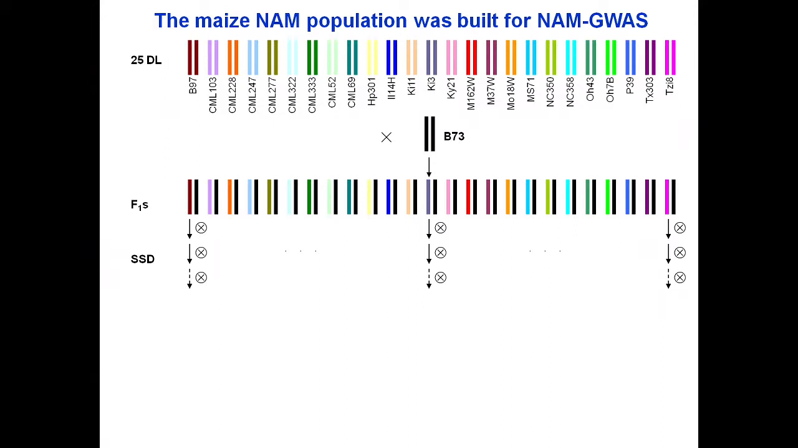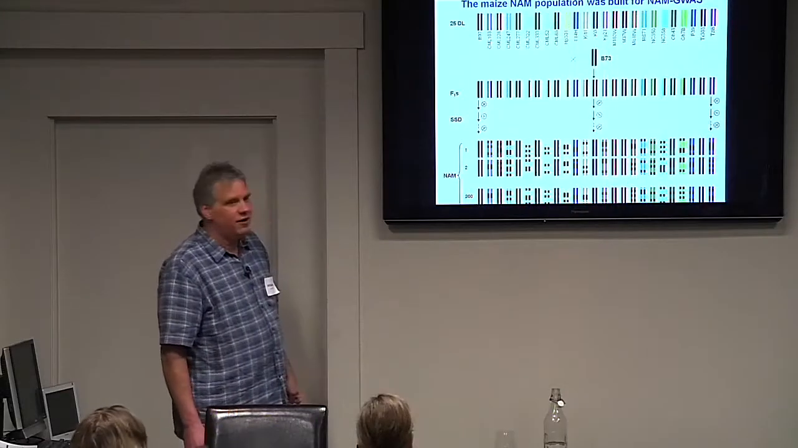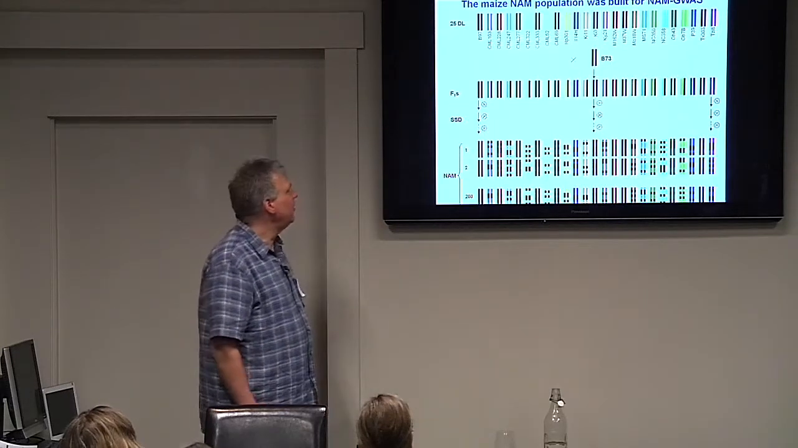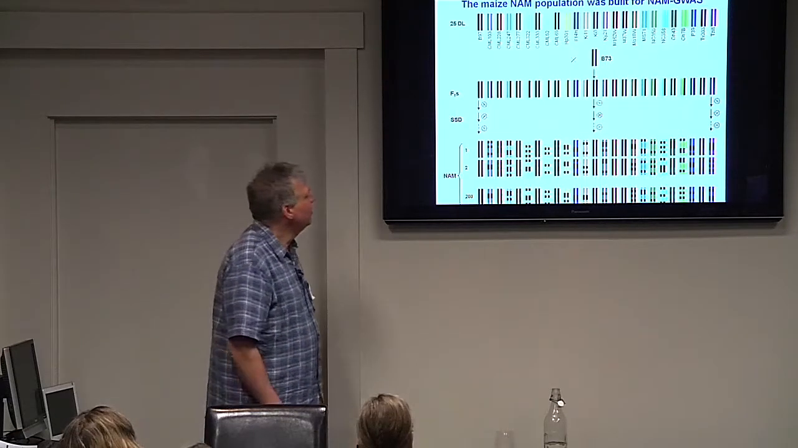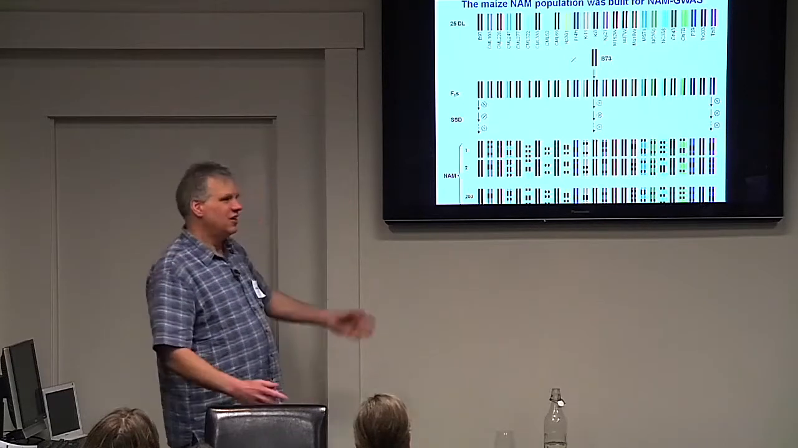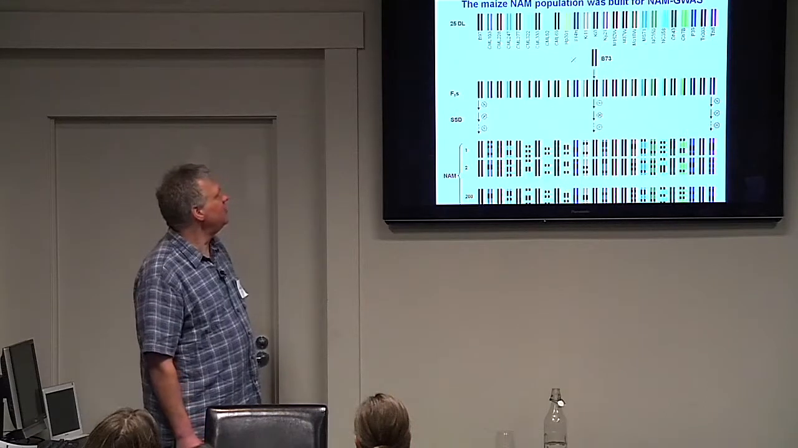You take the F1, and then within each family, you develop RILs by selfing with single seed descent. In each family, there are 200 RILs. So they're really just a set of 25 biparental RIL families, but they all have a common female parent, B73. So it gives this unified population. We built this, I say "we" in the royal sense. Our project, the Panzea project, built this population for what we call NAM GWAS.